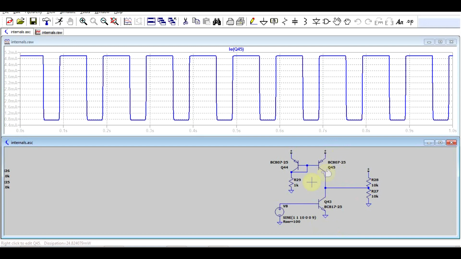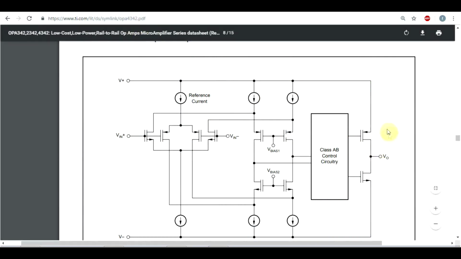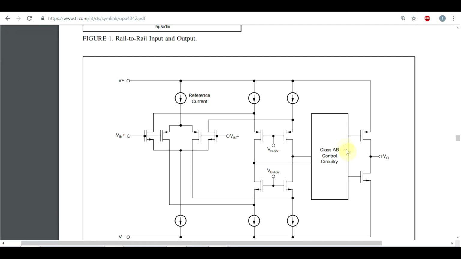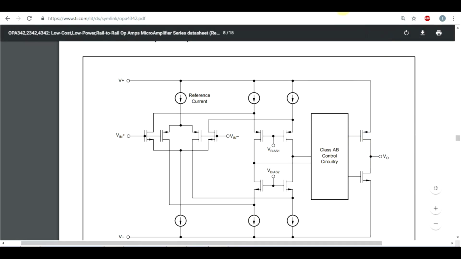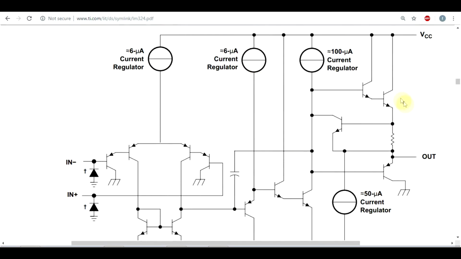Now, as I said, this is a class A type of output, which is inefficient. So there will always be current going through this stage. You cannot turn it off. Now, of course, you can make more complicated circuits, which are not shown in the OPA datasheet, to control this sort of transistor output stage in the class AB type of regime. But one way of combining the two output stages, so the class AB and the class A, can be seen in the LM324. Here, if we look at the output stage, we can see the typical class B.